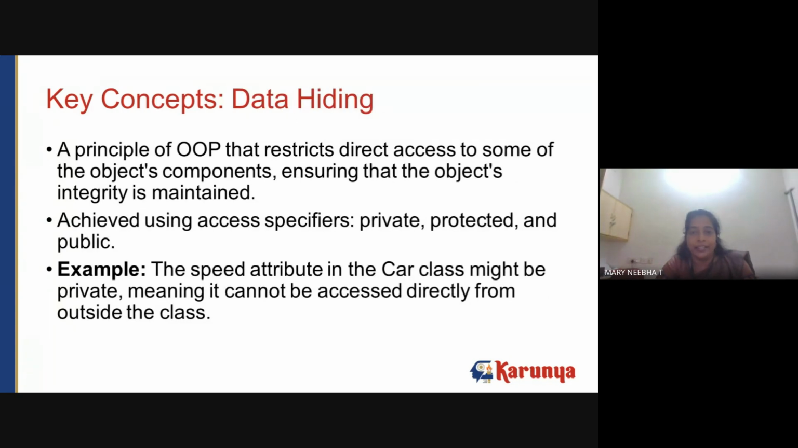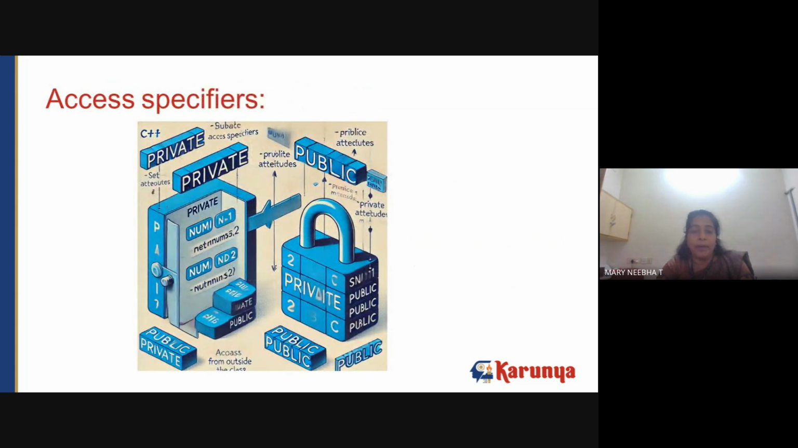And what about data hiding? For data hiding, we already learned about access specifiers. There are three important access specifiers: private, protected, and public. Using these access specifiers, we can either open or close the data, and either open or close the function. In today's class, we will discuss only private and public. So what is the private access specifier? You all know that it is private.